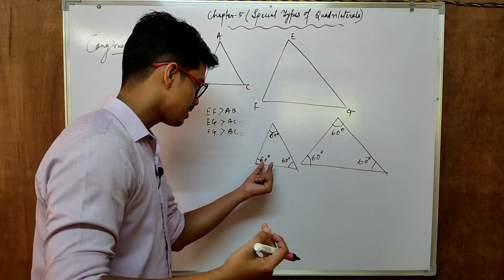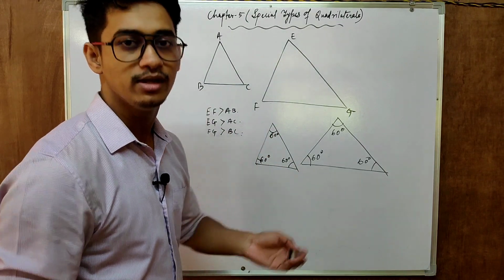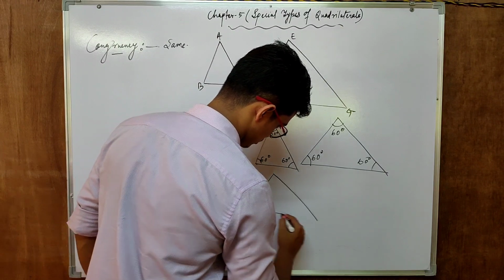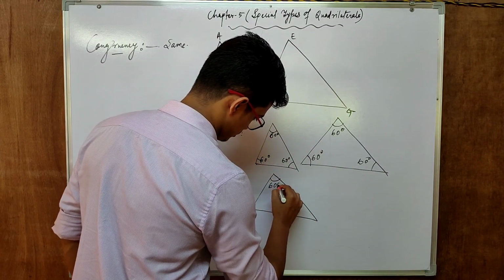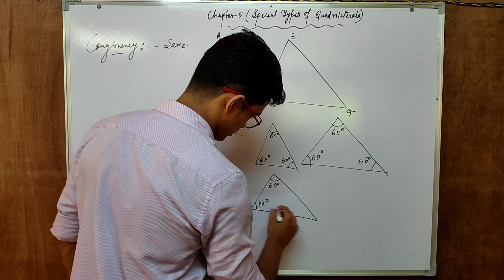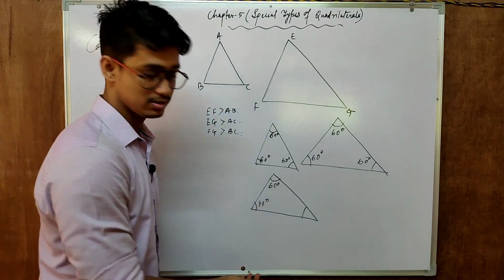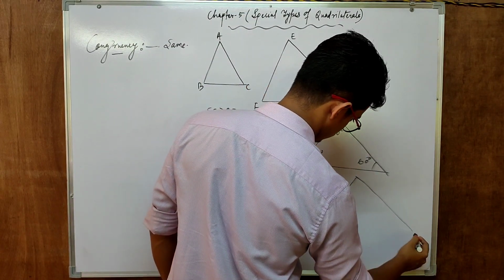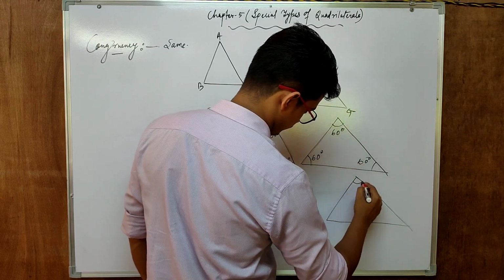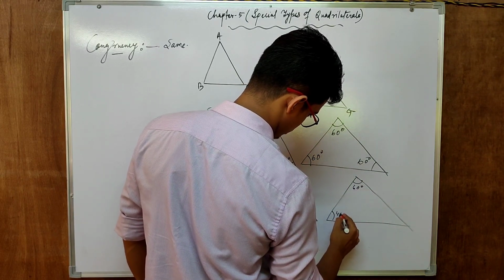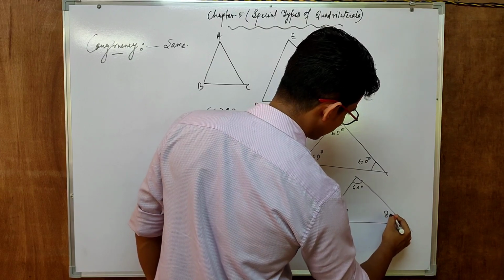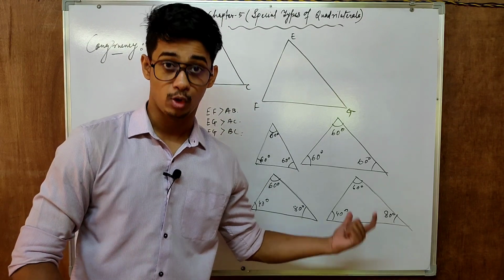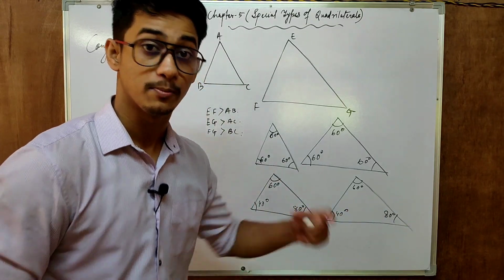If you are confused because all three are 60 degrees, let me draw one more figure for you. Let's say in this case this is 60 degrees, this is 40 degrees, and this will be, let's say, 80 degrees, right? And in this case also this is 60 degrees, this is 40 degrees, and this is 80 degrees. So if you compare the corresponding angles, on the basis of angles these two figures are congruent.